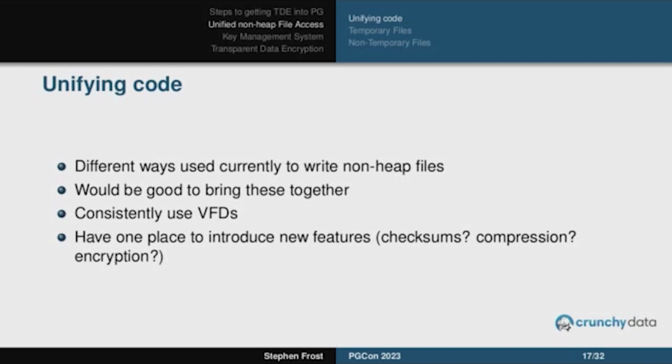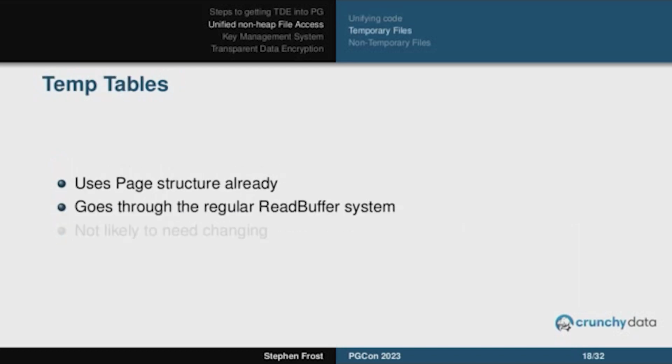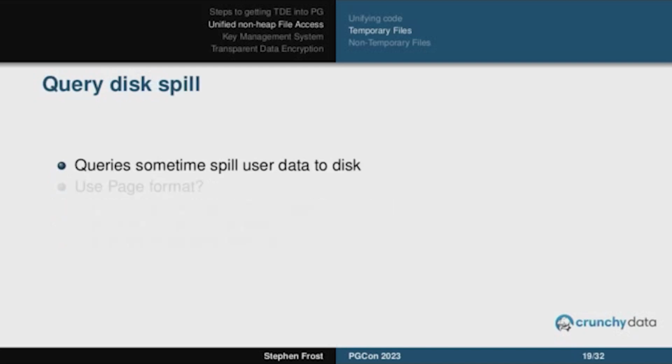And I do think this is important, right? Because a lot of those things have user data in them, right? Temporary tables have user data. And so that would be an example. Now, temp tables in particular already use the page structure. So the fact that they're already using the page structure and going through that means we don't really have to do a lot to have them be able to be encrypted.